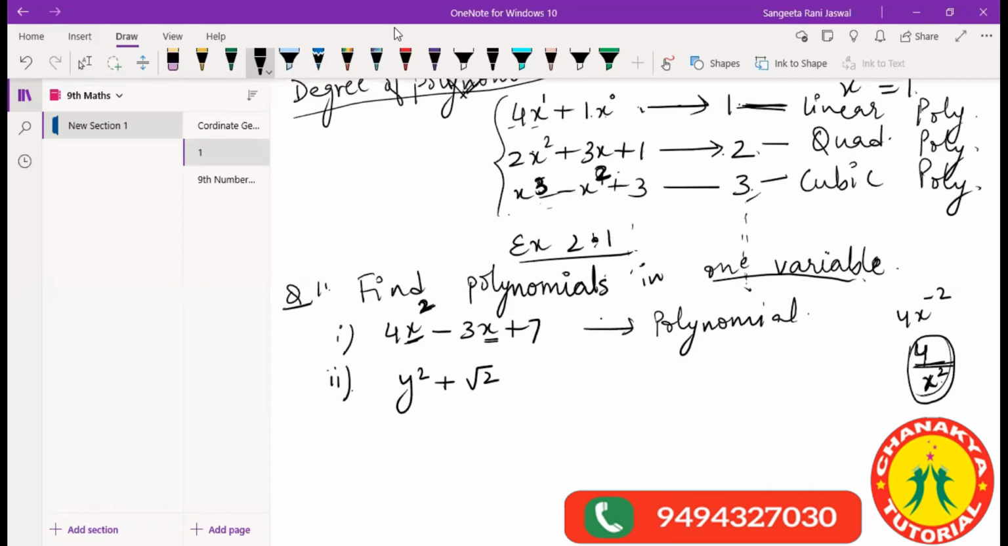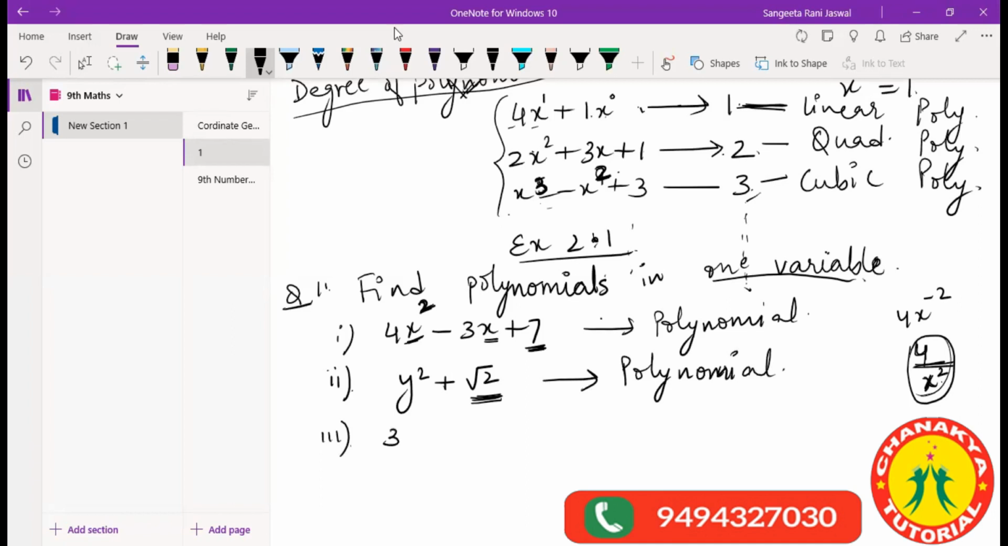See here, look here. This root over 2 is a constant part. This is some constant, this is a constant term. So it is a polynomial, right? This is a constant term. There is no variable attached to it, so we can take it as a polynomial. So, ma'am, any root number is like a constant, right?